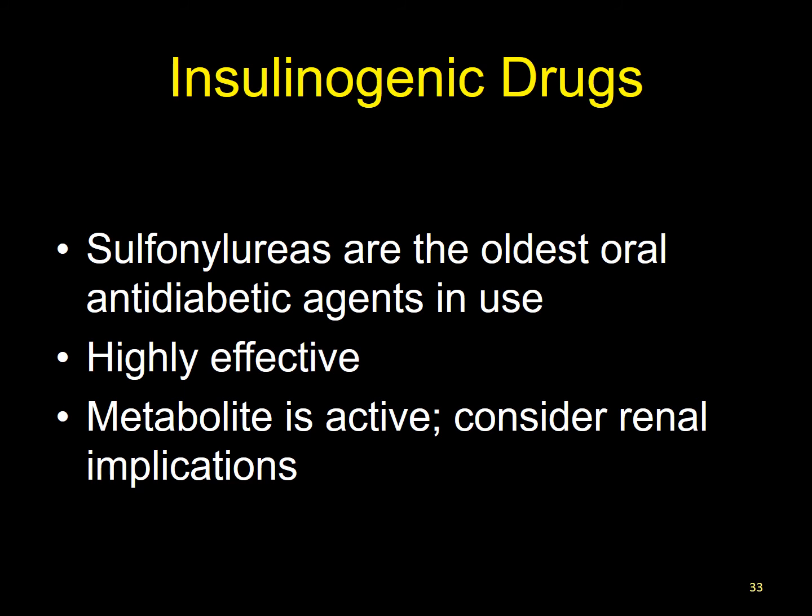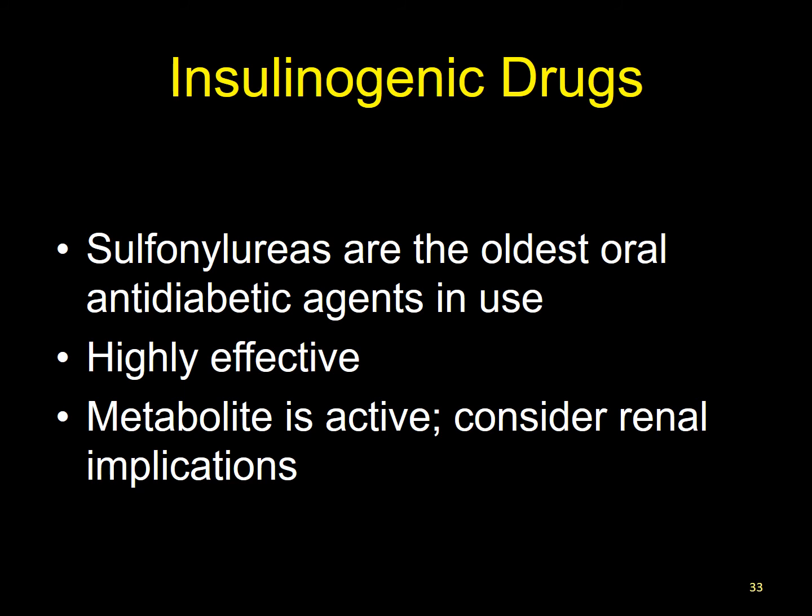I mean, these are the oldest class. They've been around forever. In fact, when I first started teaching, these were the only drugs that we had for type 2 diabetes. Metformin was just getting approved in the United States. So these insulinogenic drugs, these sulfonylureas have been around forever. They're the oldest anti-diabetic agent in use. They are highly effective when used properly.